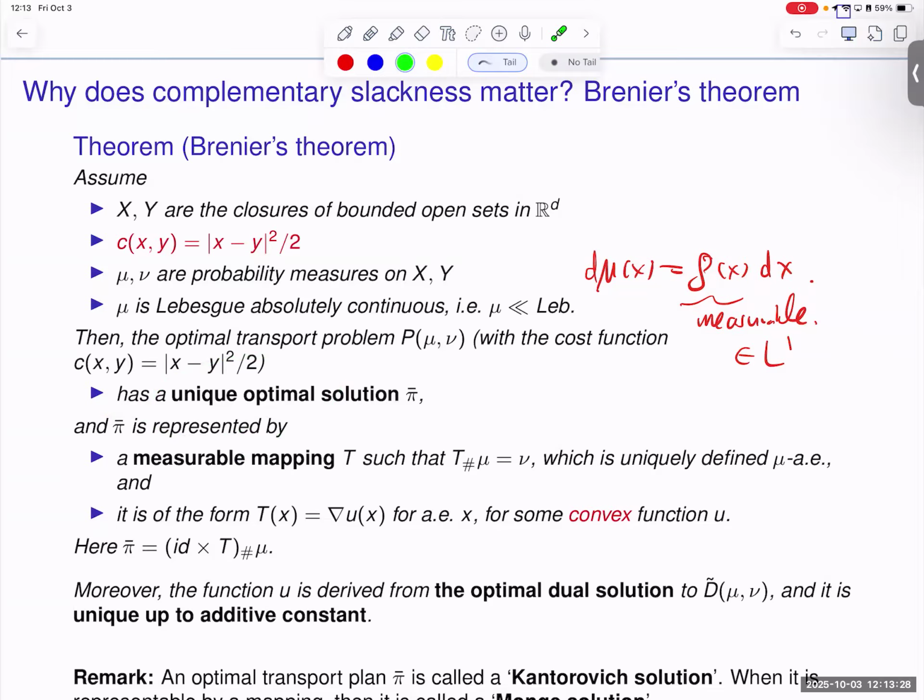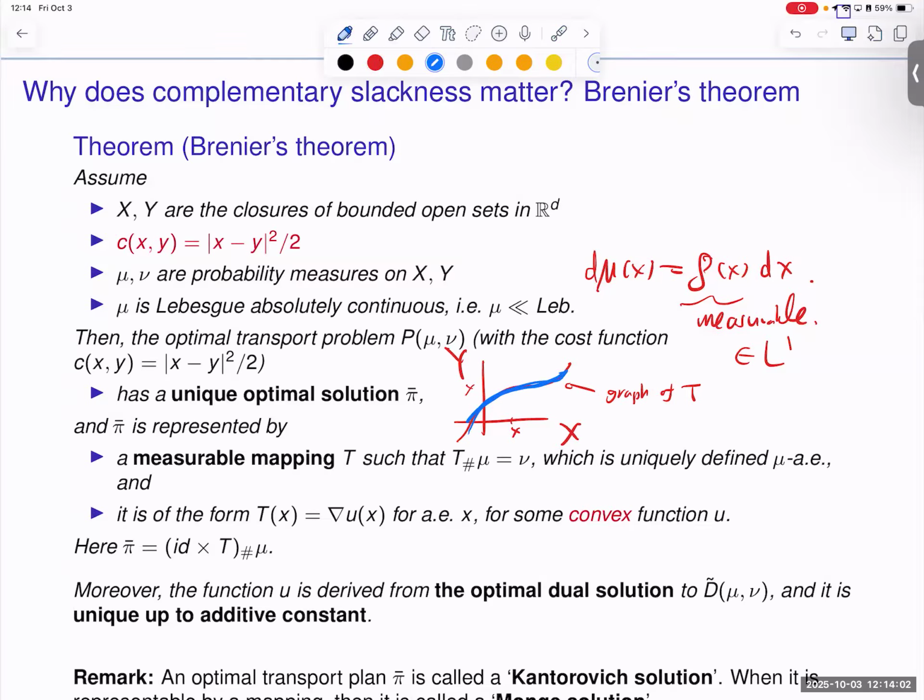Not only that, and this is a very important part, and this is why Brenier's theorem is so powerful: the optimal transport plan gives some kind of measure on the product space, right? But Brenier's theorem says that measure is actually supported on the graph of a certain function from x to y, okay? And the optimal transport plan is just supported there.